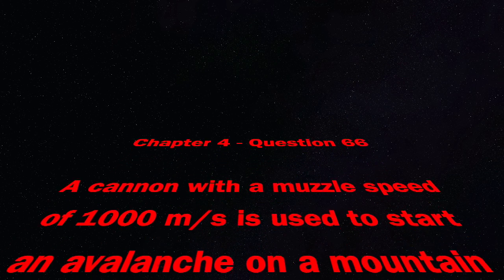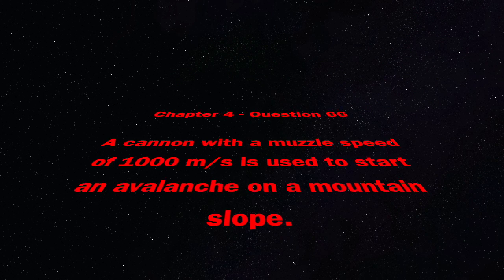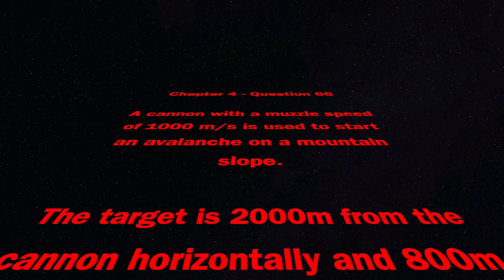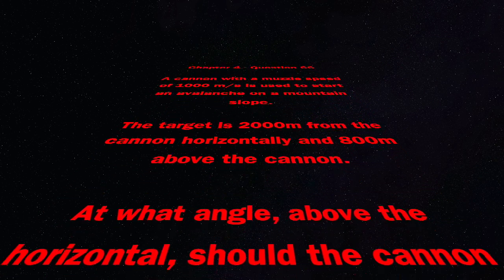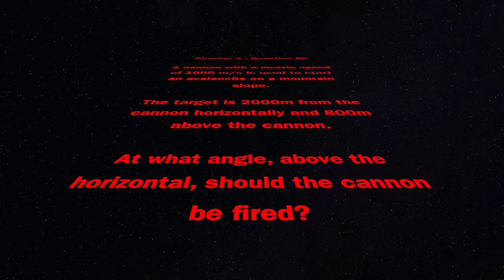Let's move on to Chapter 4, question 66. This question says that a cannon with a muzzle speed of 1,000 meters per second is used to start an avalanche on a mountain slope. The target is 2,000 meters from the cannon horizontally and 800 meters above the cannon. At what angle above the horizontal should the cannon be fired?